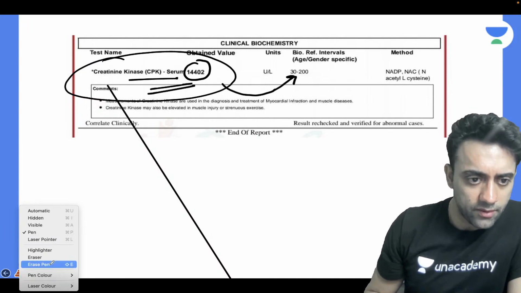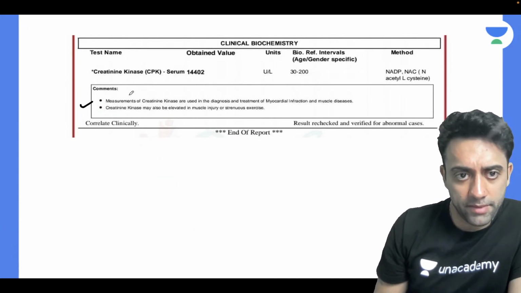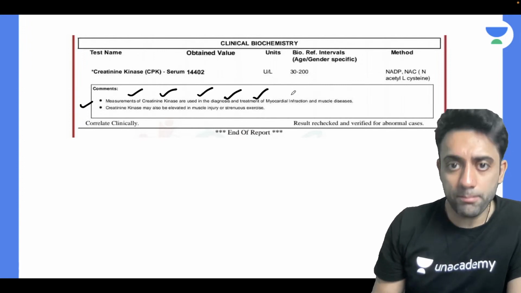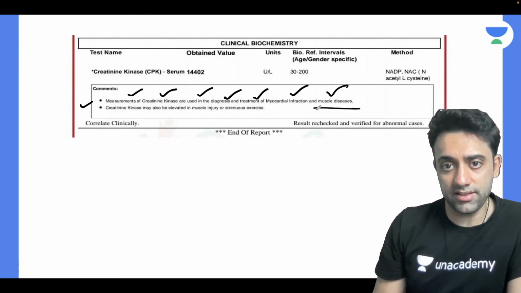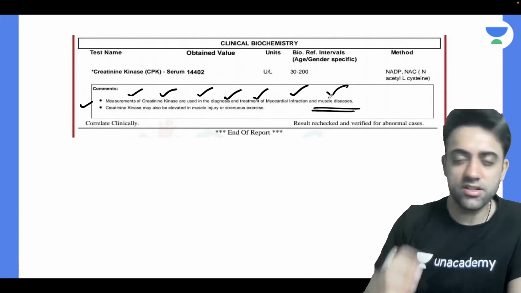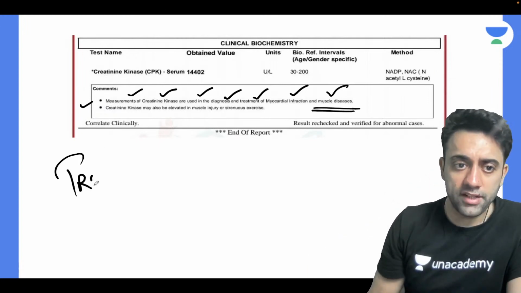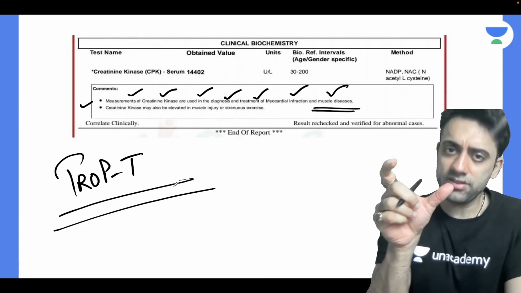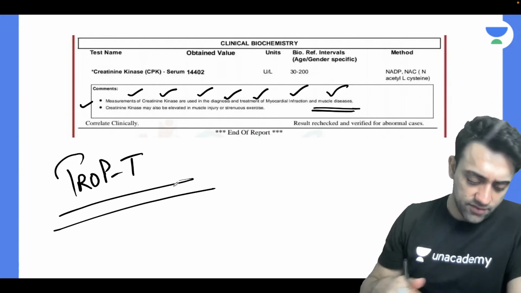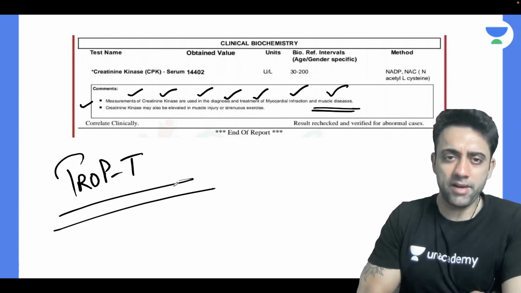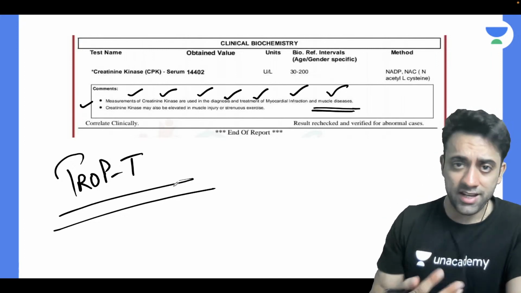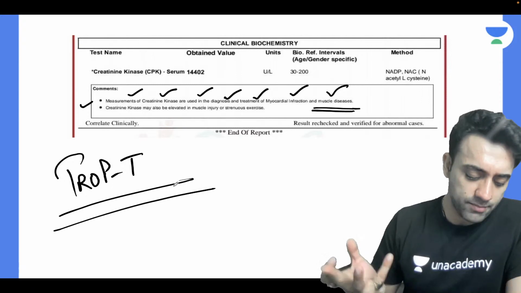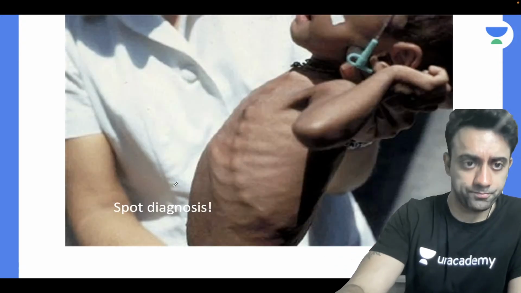And one more thing I want to show here is, it's written that measurement of creatine kinase is used in the diagnosis and treatment of MI or any muscle disease, even myocardial infarction. If a patient is having a heart attack, do you get Trop T levels done? Have you ever got a Trop T level done? Have you seen the Trop T kit? When someone says I'm having chest pain or cardiac damage, MI, you get Trop T levels done. So that also is a muscle breakdown. That you should know.